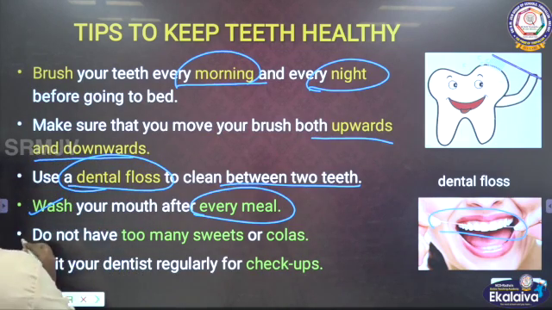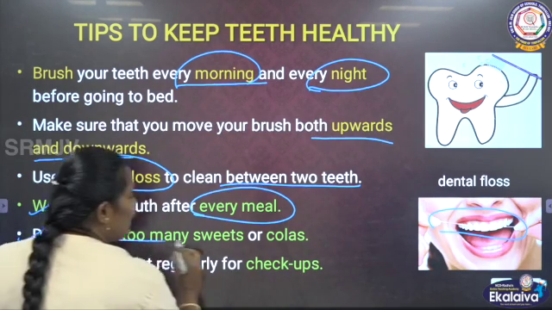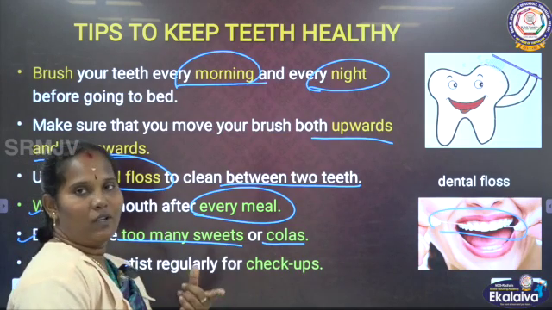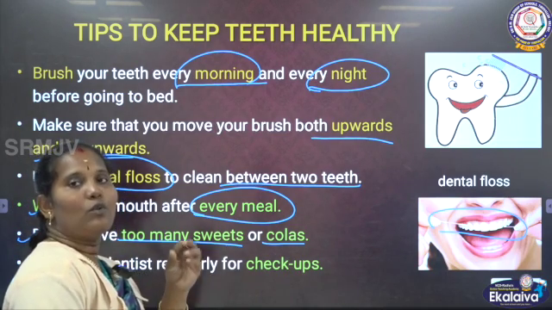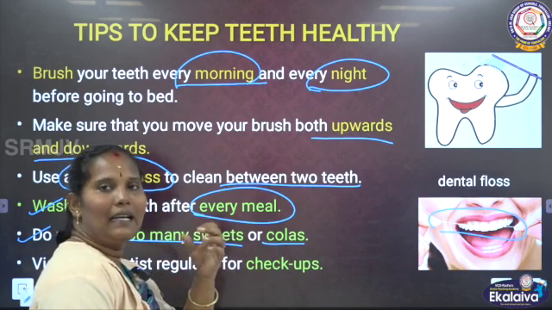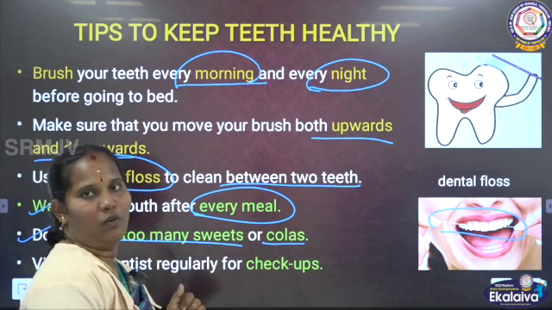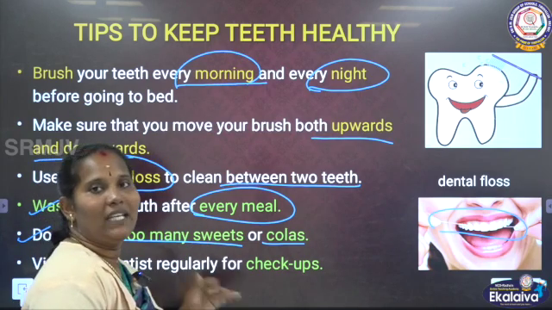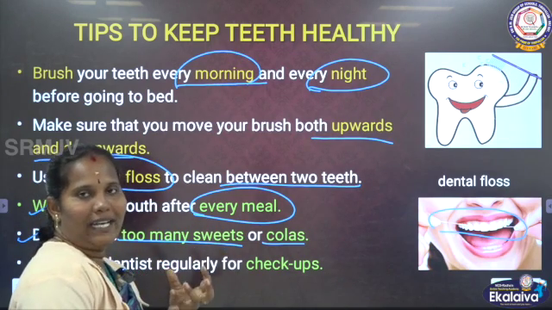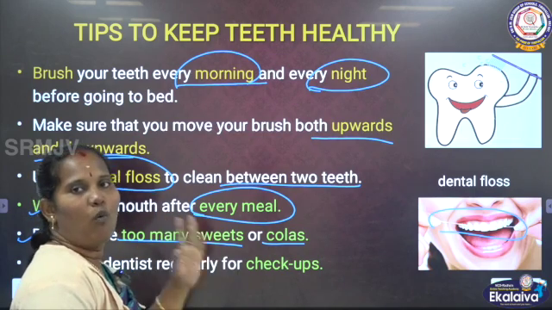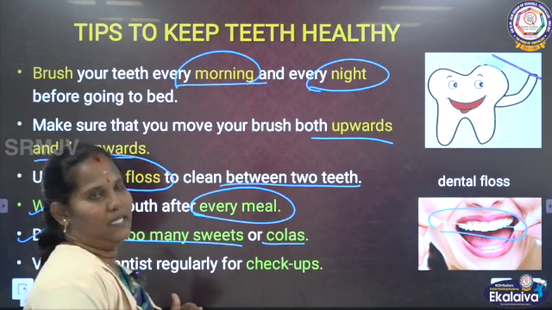Then next one, do not have too many sweets and colas. Colas means cool drinks like that. The cool drinks can easily attack our teeth and the enamel coat. So we should avoid colas as well as sweets. Sweets, like chocolates, can easily attack our teeth. So we should avoid sweets and colas.